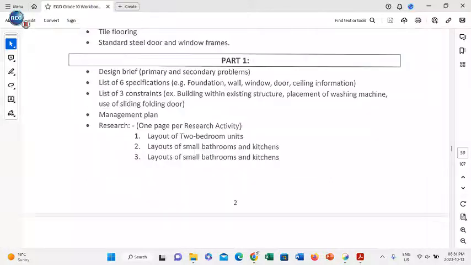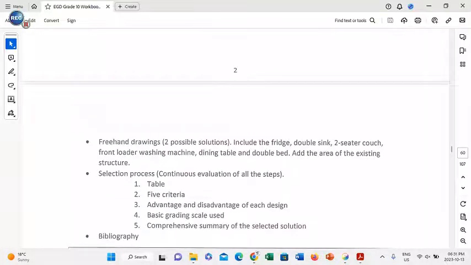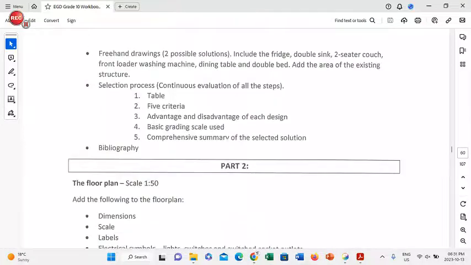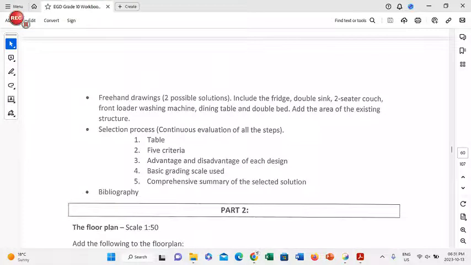We continue with part 1 by looking at the next bulleted point. And here we have freehand drawings. This is where you are going to design 2 possible solutions based on the specifications that you have listed in the bulleted format in your Word document. So you are going to convert all those words in your specifications to a graphical image, which is going to be your 2 floor plan drawings.